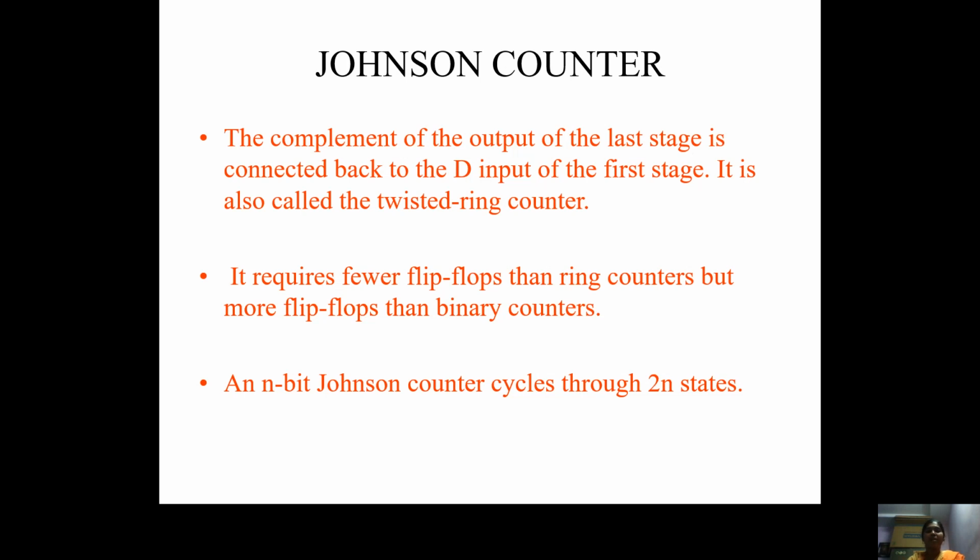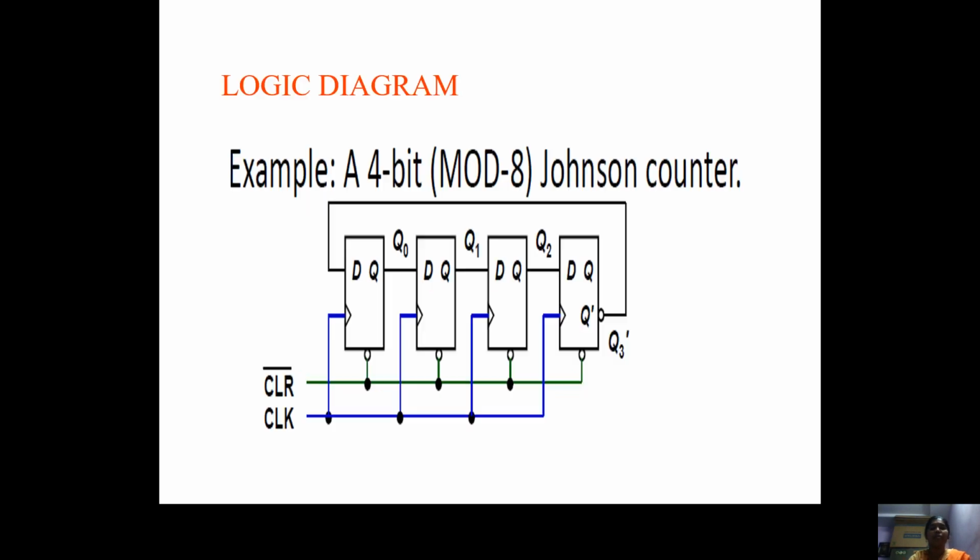An n-bit Johnson counter cycles through 2n states, that means 2 into n states. If we select 4 flip-flops, it will sequence through 8. If we select only 3 flip-flops, it will sequence up to 6 states. If we select 5, it will count up to 10 values. So this is how the Johnson counter is designed. So this is the example.